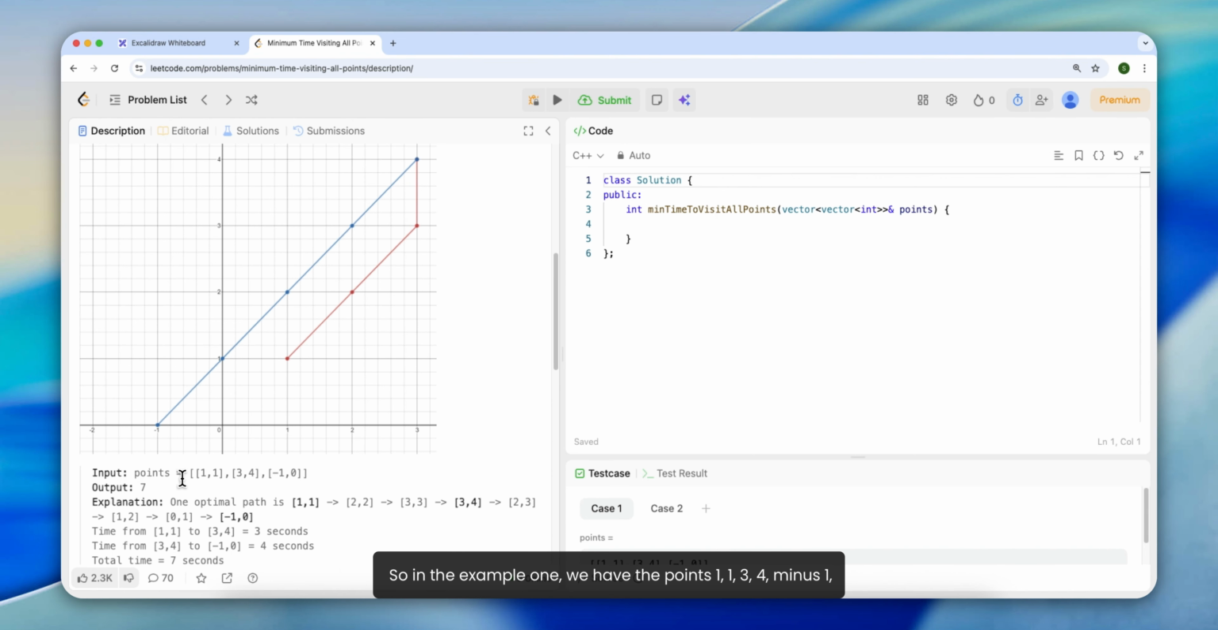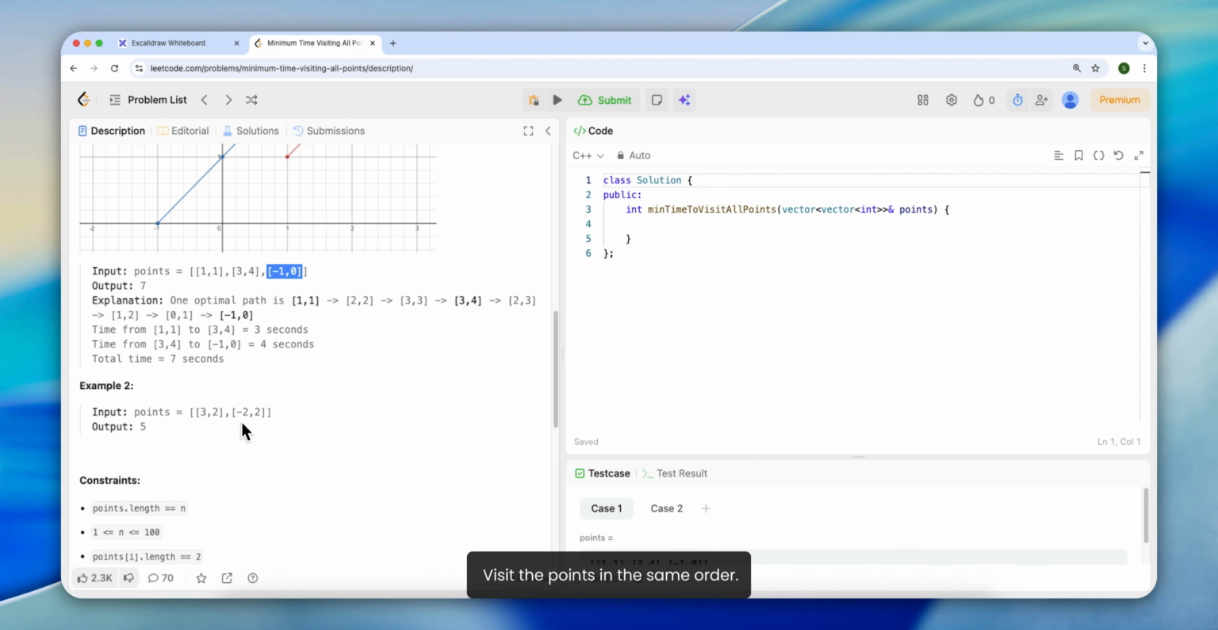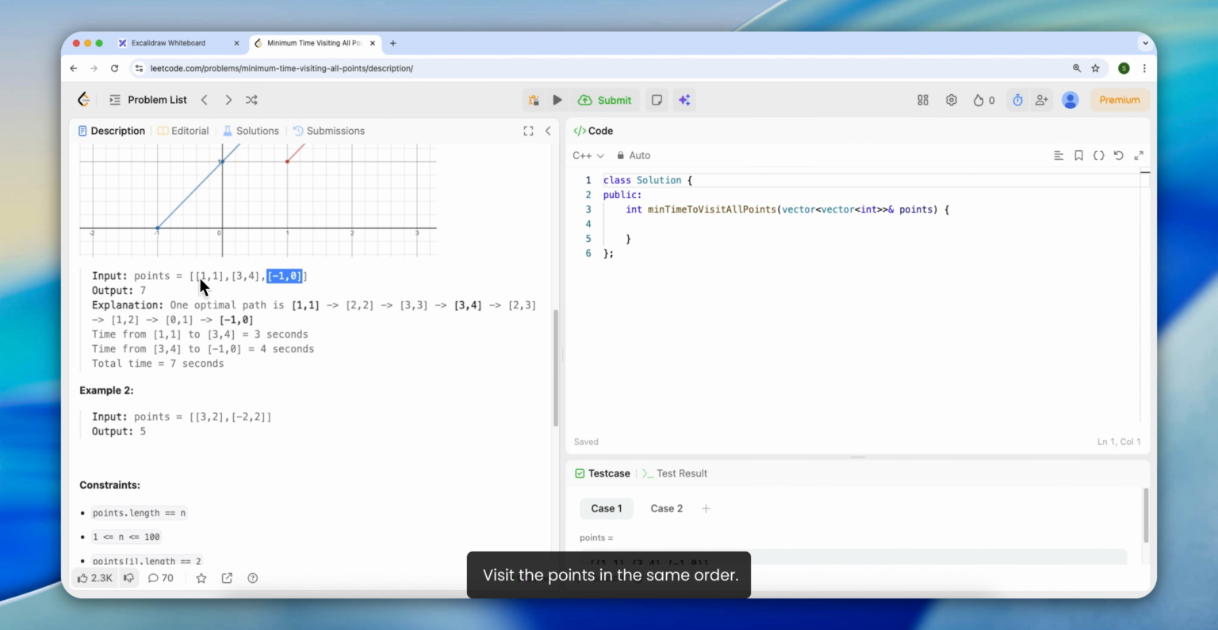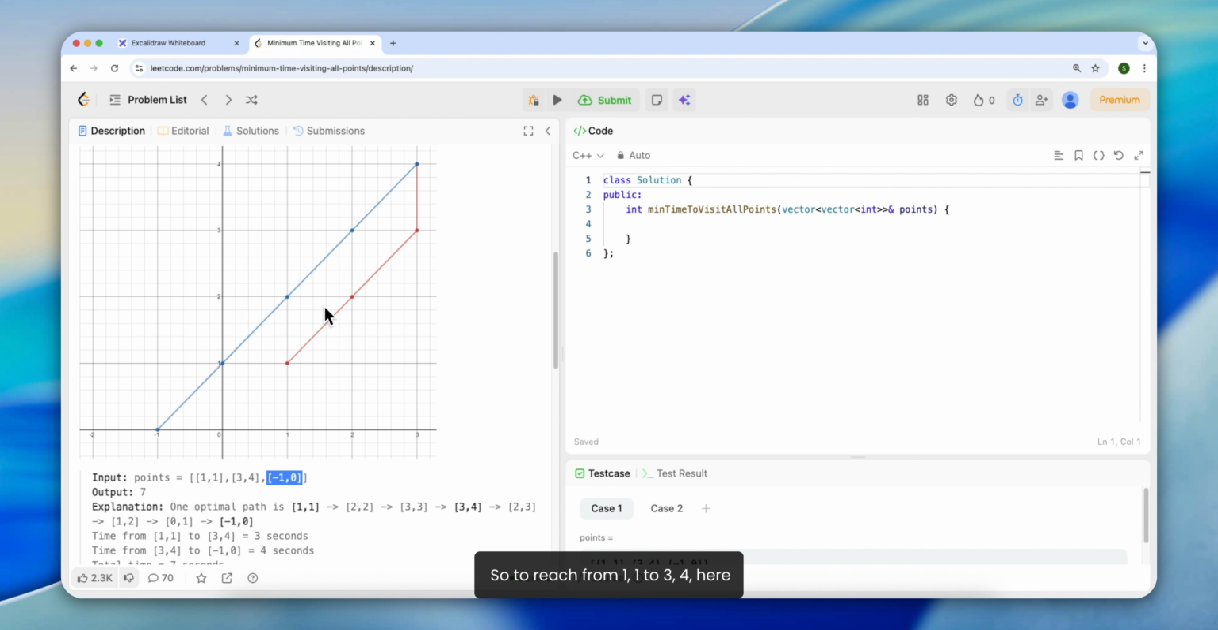So in example 1, we have the points [1,1], [3,4], [-1,0]. We need to visit the points in the same order. So from [1,1] to [3,4]. To reach from [1,1] to [3,4], here we are moving diagonally 1 unit. So we are at [2,2], and then [3,3], and then [3,4]. So total time taken from [1,1] to [3,4] is 1, 2, 3, that is 3 seconds.